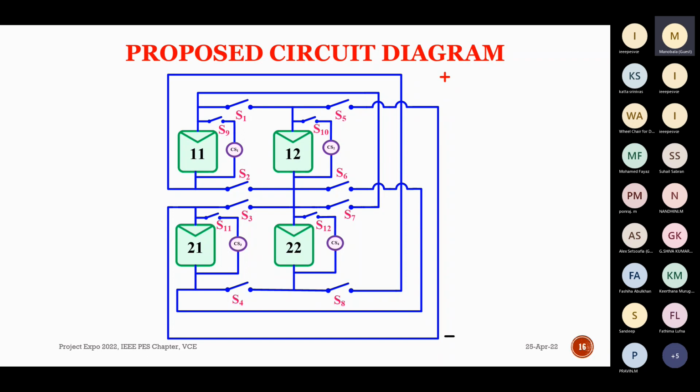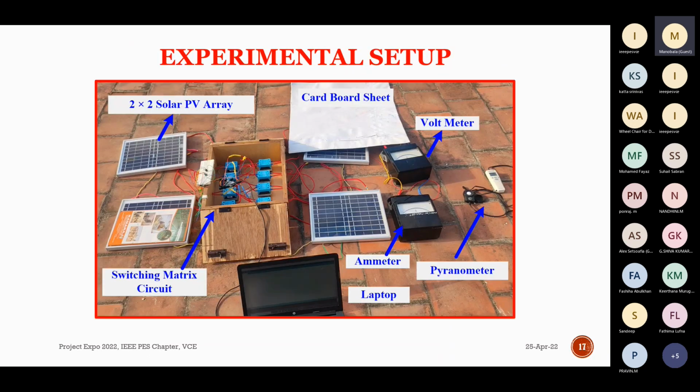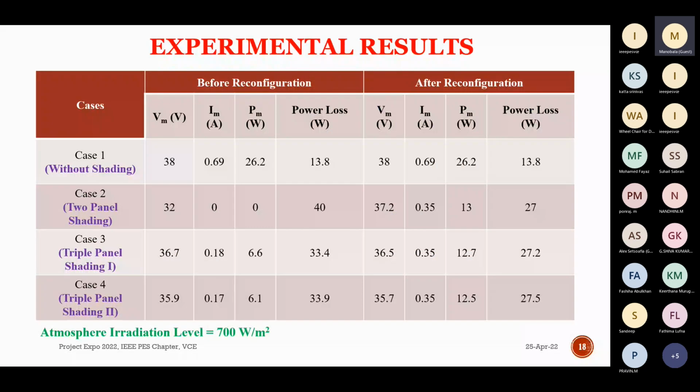This is the experimental setup of our project. A cardboard sheet is used to shade the solar panel, and a pyranometer is used to measure the solar radiation level. The switching matrix circuit is used to reconfigure the system. This is the experimental validation. We have an atmospheric radiation level of 700 watts per meter square. In the first condition, without shading, the power will be maximum.